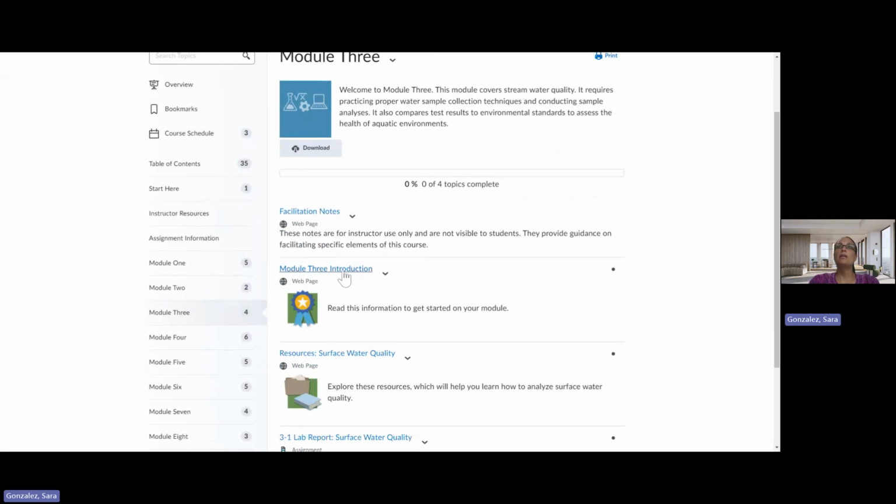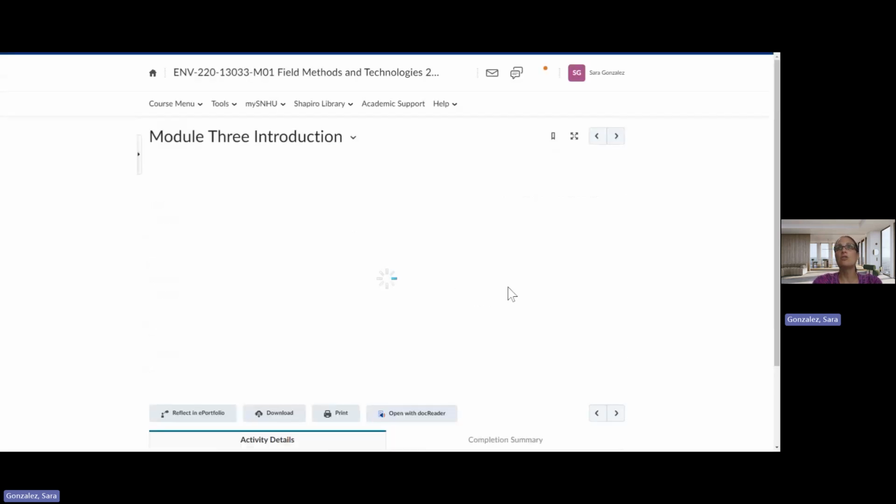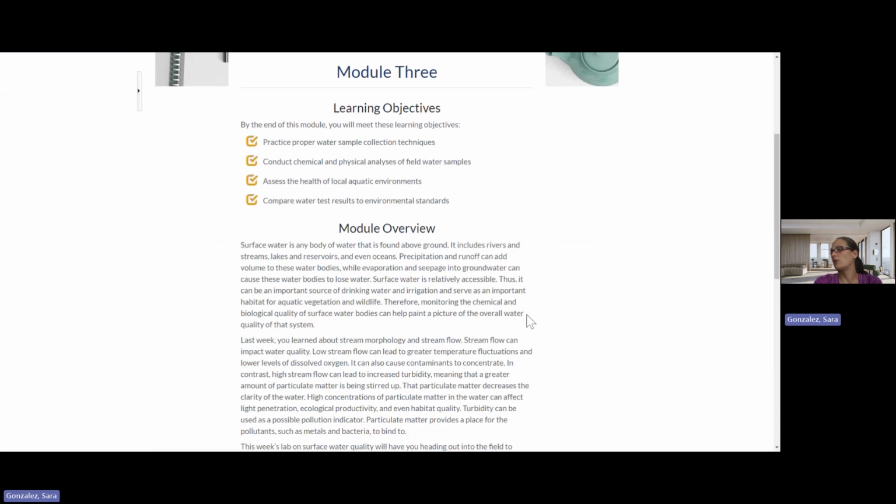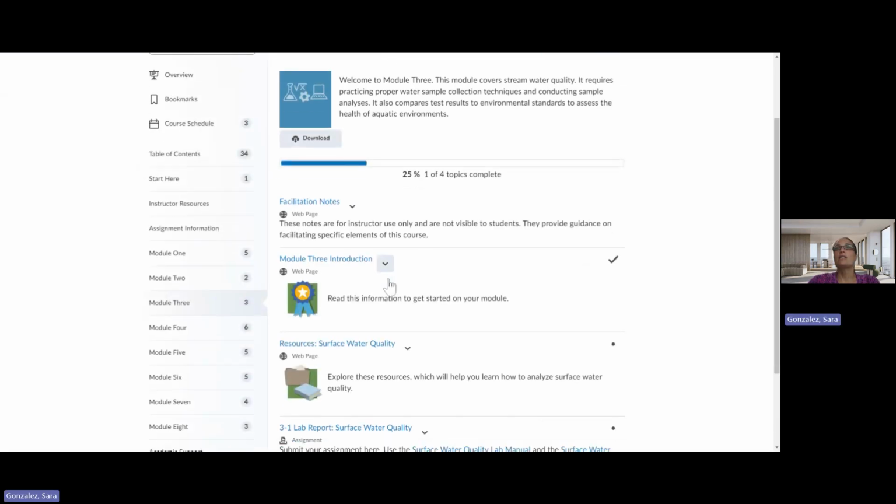So your Module 3 introduction is how you get started and what we're going to be learning about. We're going to look at proper water sampling technique. It's not just that you get a tube and dump it in the water and you're done. There's more to it than that. We're also going to look at assessing the health of local aquatic environments and how this all plays into a healthy environment that we live in. So that's looking at the objectives.